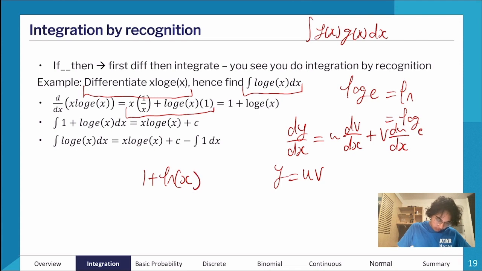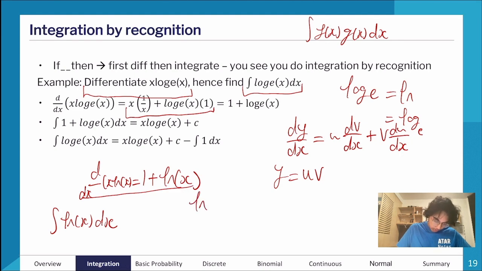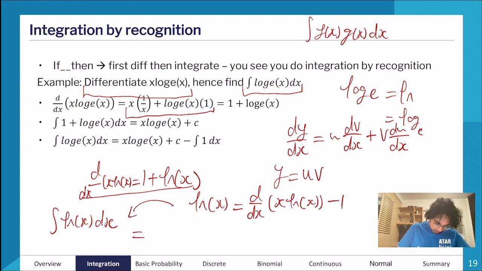So we have our derivative as d/dx of x ln of x is equal to this. I want to integrate ln of x with respect to x. So I rearrange this equation for ln of x. ln of x is equal to d/dx of x ln of x minus 1. Then I substitute that into there, and this integral is equal to the integral of d/dx of x ln of x minus 1 dx.